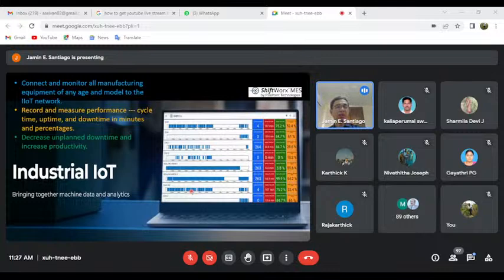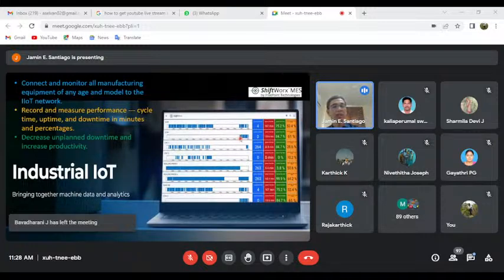We can record everything. We can record, measure performance. We have the cycle time. You can see in this graphic, which I have taken from this company, we can record the cycle time. So you can see the chart here. The different machines are here. And when it is being used, what machine is being used most of the time, which machines are being used in a less amount of time and only periodically. So we have a record of cycle time, the uptime, the downtime in minutes, and the percentage of utilization.